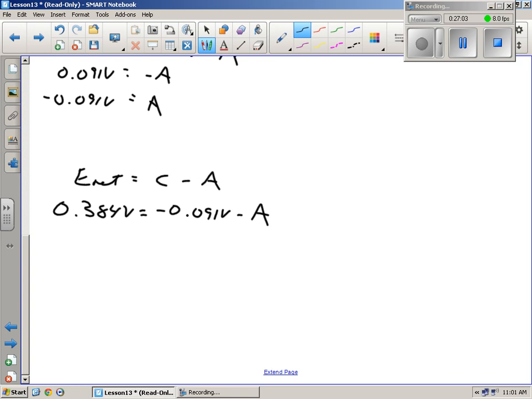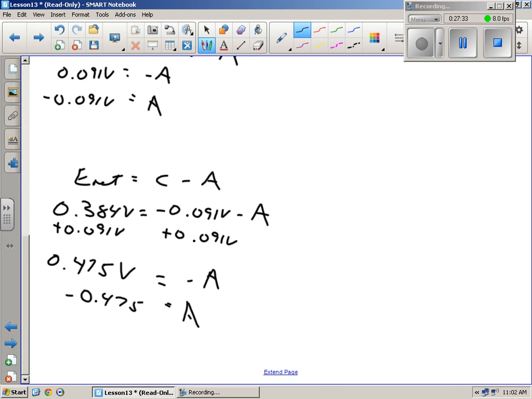How am I going to solve for my anode? Well, add 0.091 volts. Negative A would equal... I forget now. What does that work out to be? 0.475? Is that right? Okay, 0.475 volts is negative A. So therefore, A has to be a negative 0.475 volts.